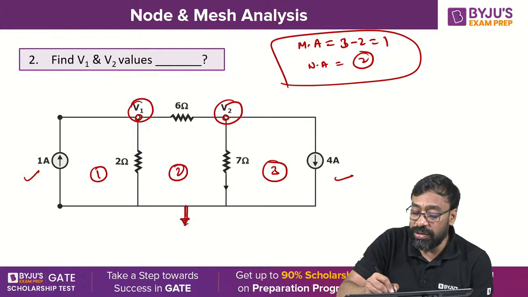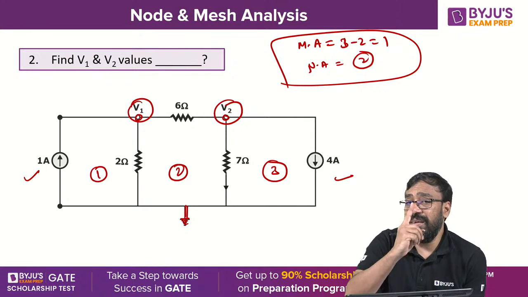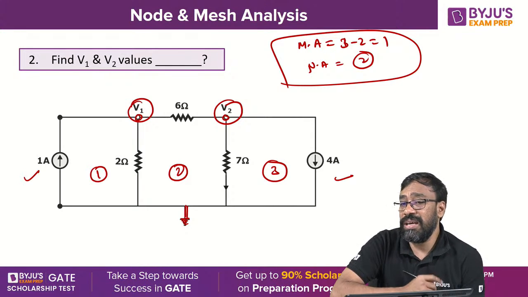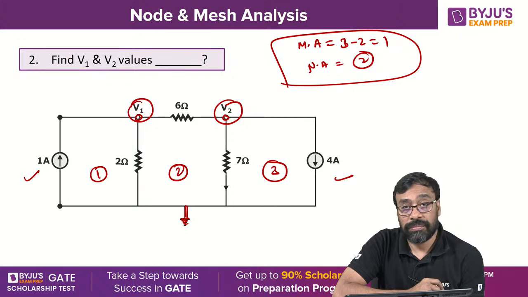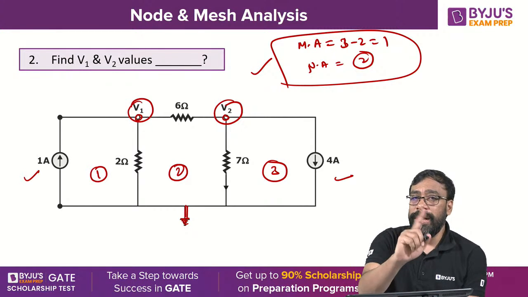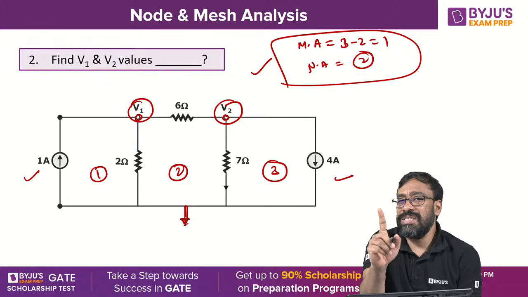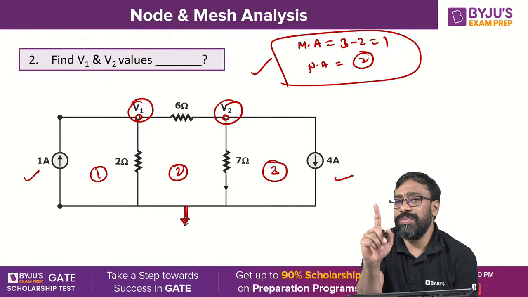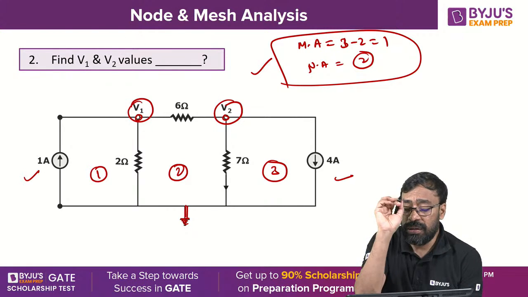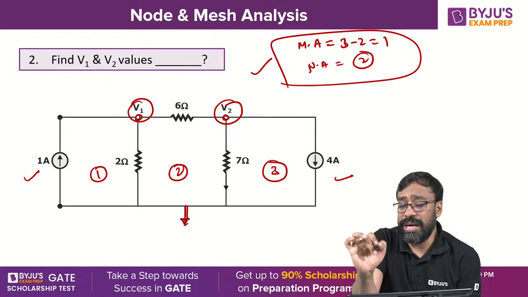Therefore, I think you followed this, right? Mesh analysis will give you 1 equation. Node analysis will give you 2 equations. Got it, all of you? Okay. Whenever you answer this, don't reduce the network. Don't apply any source transformation. Don't apply any star delta transformation. Don't reduce the network. Take the network as it is and try to answer that.